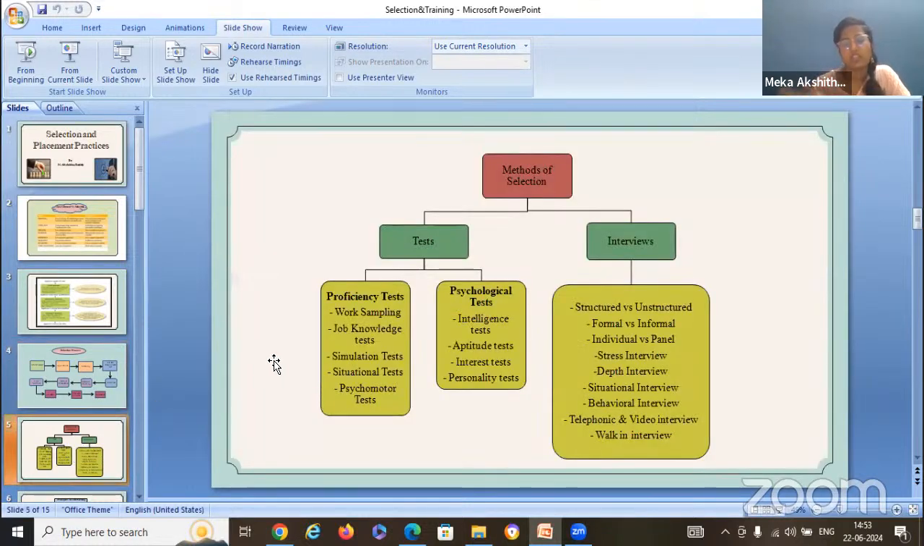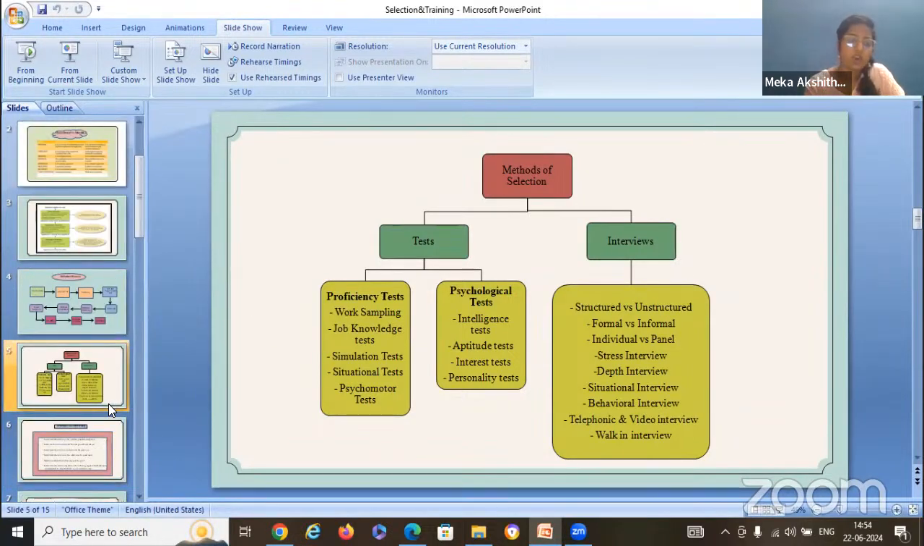Then methods of selection, wherein tests and interviews are the most important methods. Tests are divided into proficiency tests and psychological tests. And for the interviews, there are many different kinds of interviews based on the type of the job and the organization. It is up to the organization and the interviewer to decide which type of interview to use.